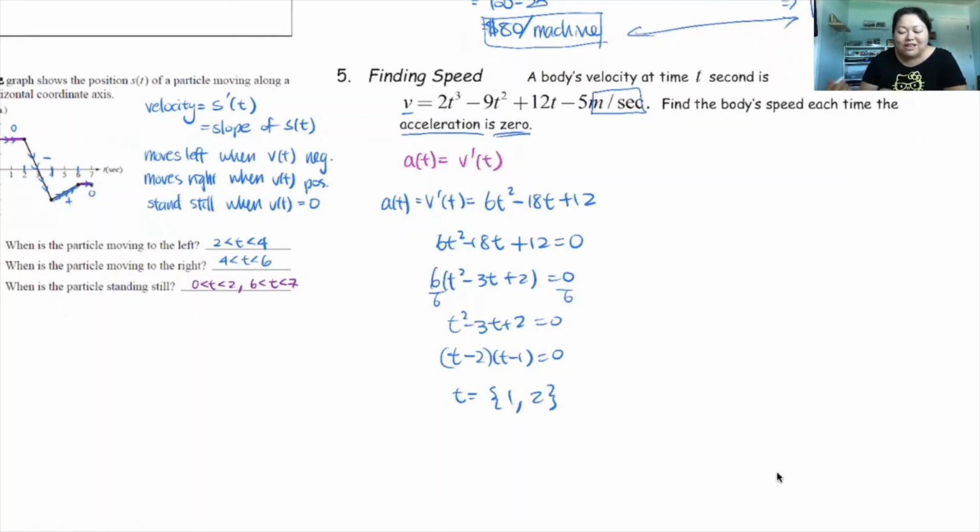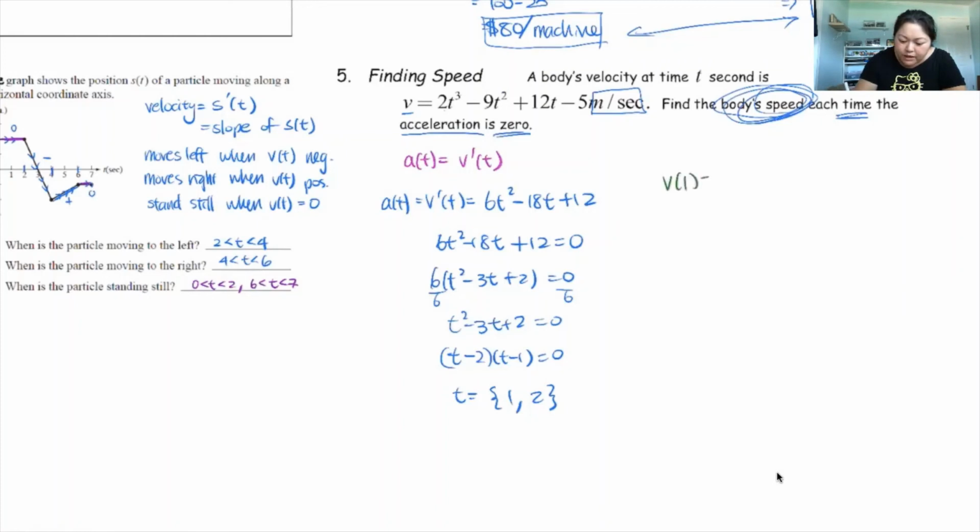But am I asking for the time? No, I'm asking for the speed, the body's speed each time the acceleration equals 0. So the body's speed at these times. So my first step is then to find the velocity at those times.